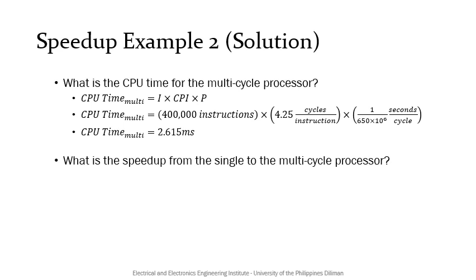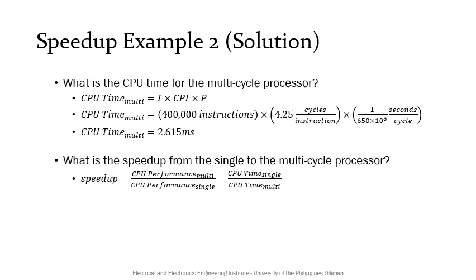For the last question, what is the speed up from the single to the multi-cycle processor? We can set up the speed up equation with the single cycle processor as the base or reference. The speed up then is the CPU time of the single cycle processor over the CPU time of the multi-cycle processor. From the given, the CPU time for the single cycle processor is 4 milliseconds, while the CPU time for the multi-cycle processor is 2.615 milliseconds as computed above.